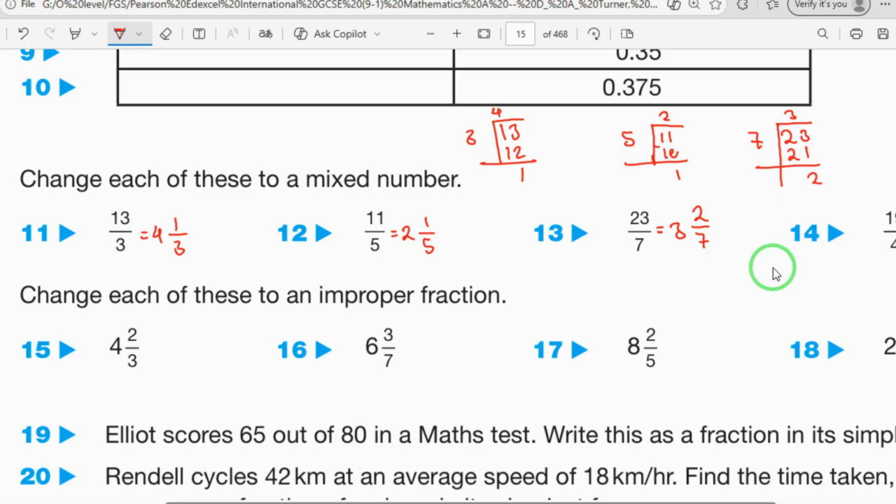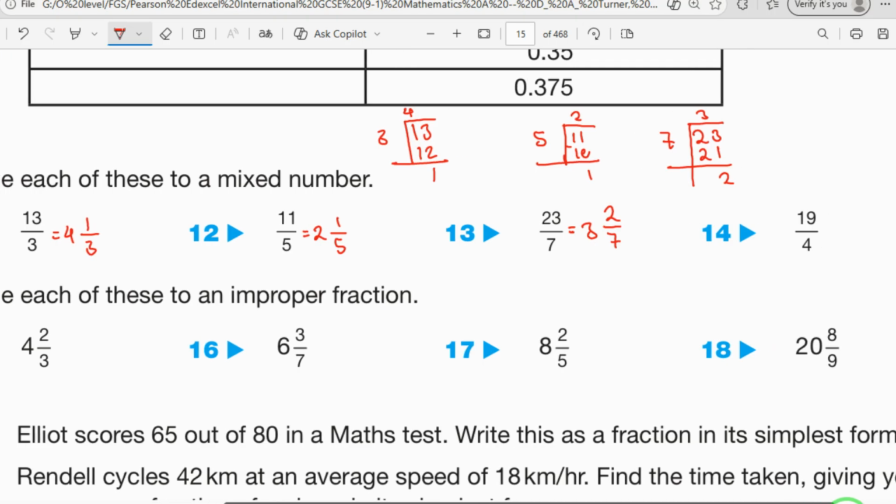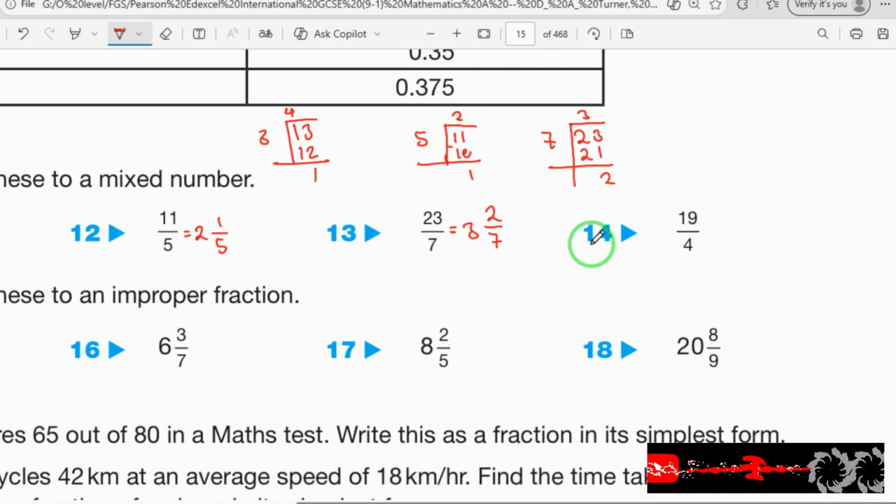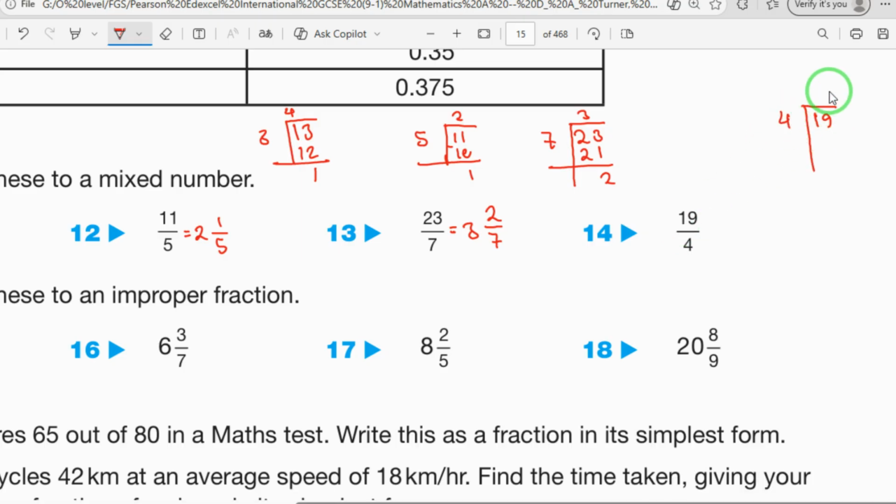We come to question number 14. Here also we divide 19 over 4. We have 19 divided by 4. Now we take 4 times 4 is 16. Here we write and subtract: 19 minus 16, only 3 remains. So it is equal to 4 and 3 over 4. This one is converted to a mixed fraction.